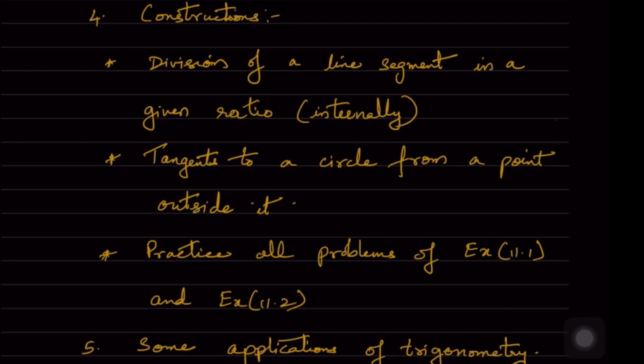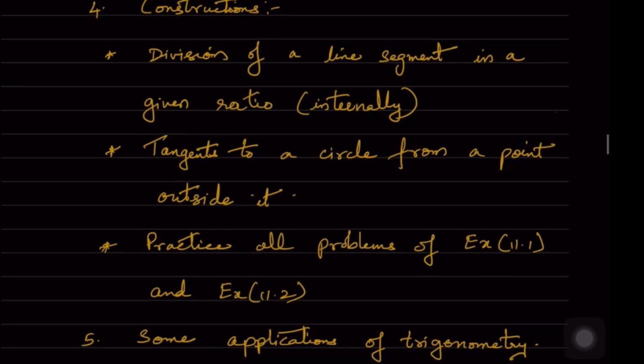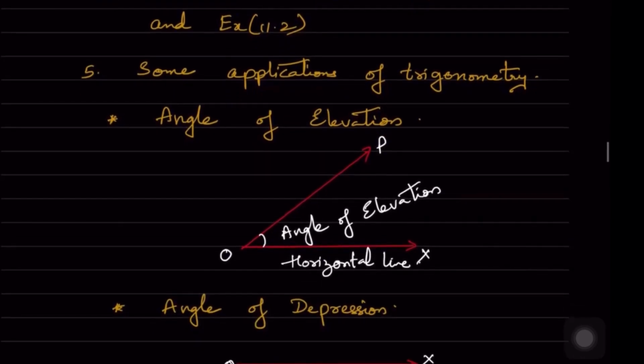You have to remember these two, that is division of a line segment in a given ratio internally and tangents to a circle from a point outside it. Next, the fifth chapter in term 2 is some applications of trigonometry. This also includes angle of elevation.